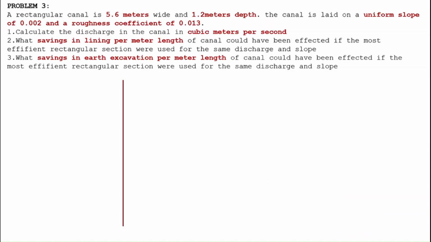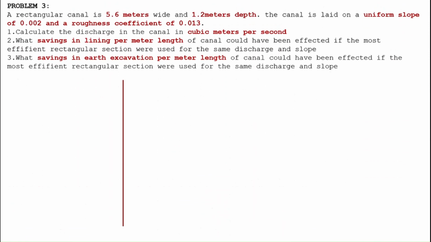Problem number 3. A rectangular canal is 5.6 meters wide and 1.2 meters deep. The canal is laid on a uniform slope of 0.002 and a roughness coefficient of 0.013. Number 1. Calculate the discharge in the canal in cubic meters per second. Number 2. What savings in lining per meter length of canal could have been effected if the most efficient rectangular section were used for the same discharge and slope? Number 3. What savings in earth excavation per meter length of canal could have been effected if the most efficient rectangular section were used for the same discharge and slope?